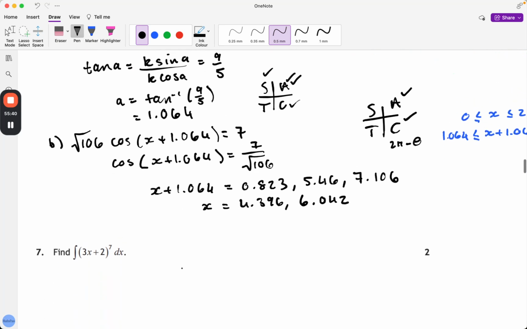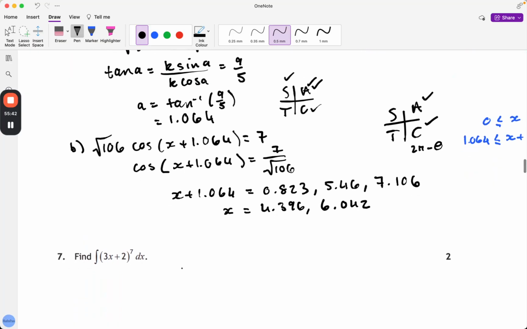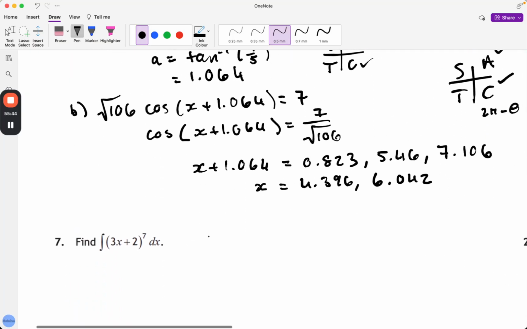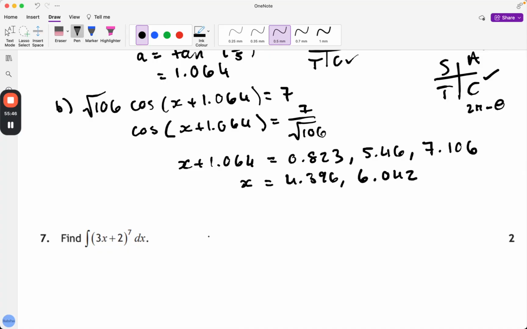Okay, on to question 7. We've got a little bit of integration happening here. I'll zoom in a bit, and this is for 2 marks. So we just want to use our normal integration rules, but we've kind of got reverse chain rule here. And so we want to increase the power by 1, divide by the new power, and then also divide by the differential of the bracket that we've got.